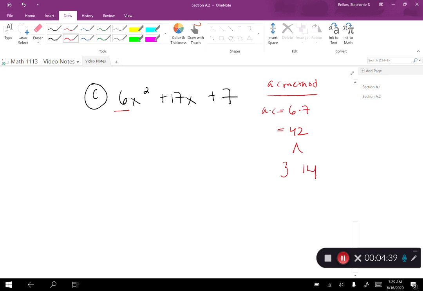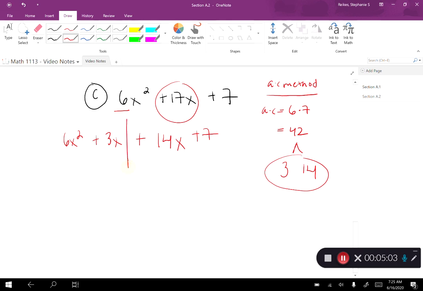Then I'm going to rewrite my trinomial into 4 terms. The first term and the last term stay, but I'm going to replace my middle term with my two new numbers and put an x next to it. So plus 3x plus 14x. And now that I have 4 terms, I'm going to factor by grouping or use the cut in half technique.